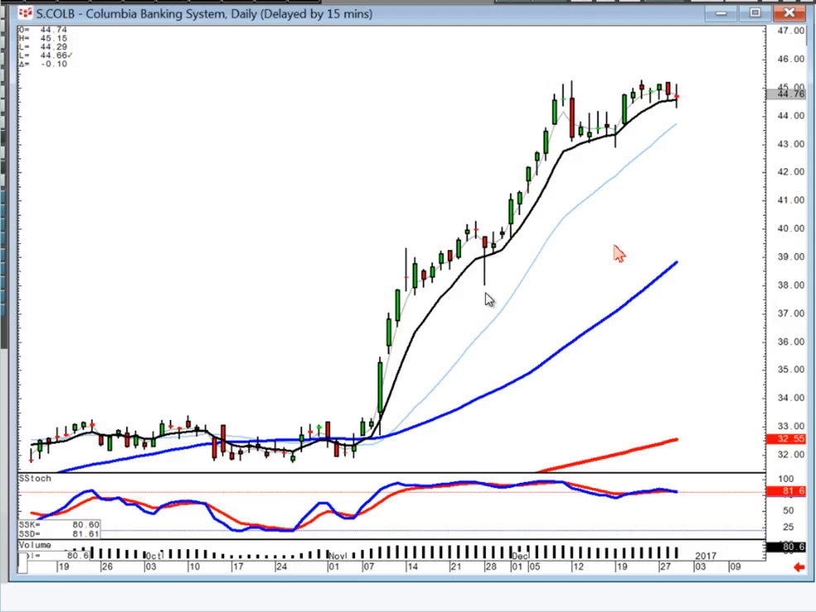Would you do a short to 39? If it started coming back down, yes, and depending on what the overall market is doing. Now, this is one of the banking stocks, so you want to see what the rest of the banking industry is doing.